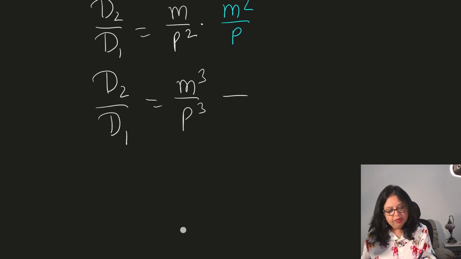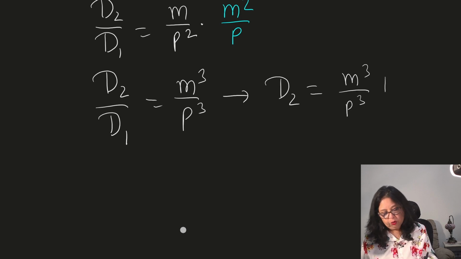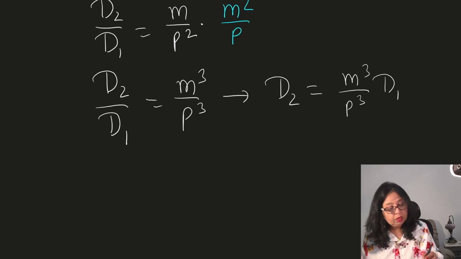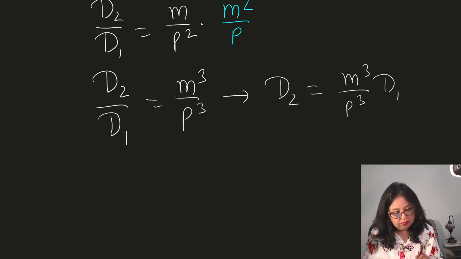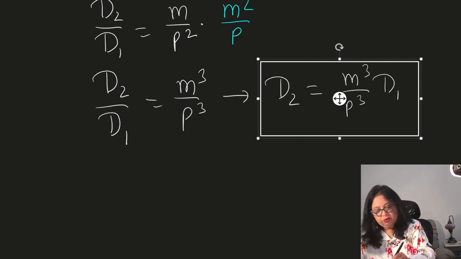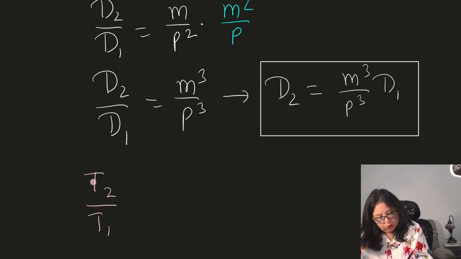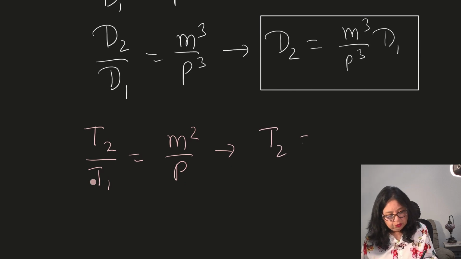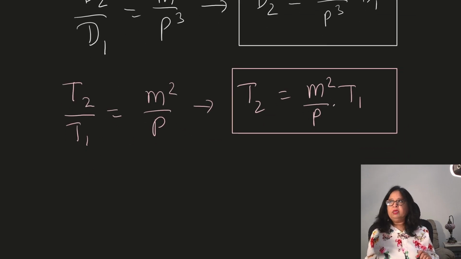What does this give me? D2 is equal to M cubed over P cubed D1. So this is the relationship between the distance in the two systems of units. That's what we were asked to find. And the other thing we were asked to find was the relationship between the time. So we got T2 over T1 to be what? M squared over P. This will give you what? T2 equals M squared over P times T1.